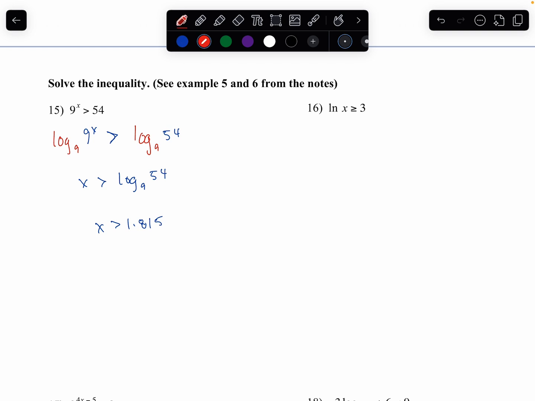Okay, and in this one right here, we'll exponentiate with the base of e. So we'll get x is greater than or equal to e to the third. And e raised to the third power, so x is going to be greater than or equal to 20.086.